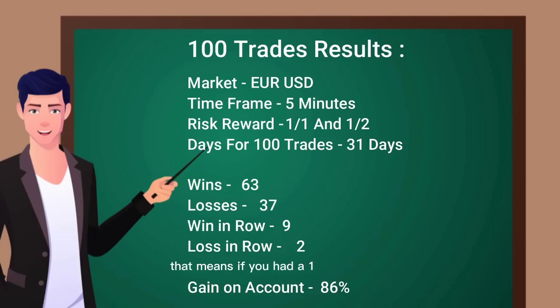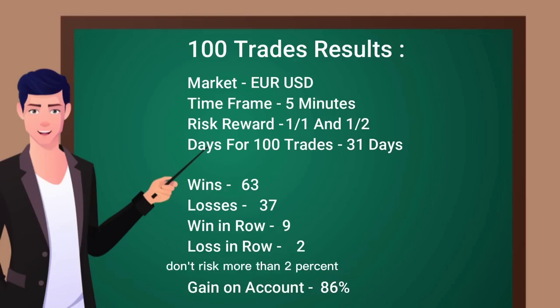That means if you had a $1,000 account, you can gain at least $800 profit using only one currency pair. The good thing about this strategy is that you only have to risk 2% on each trade. It is still very profitable if you put in 20 trades. At least 13 trades will be profitable with a 1 to 1.5 risk-reward ratio.